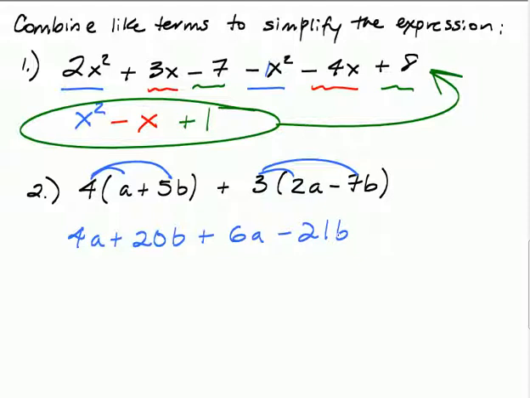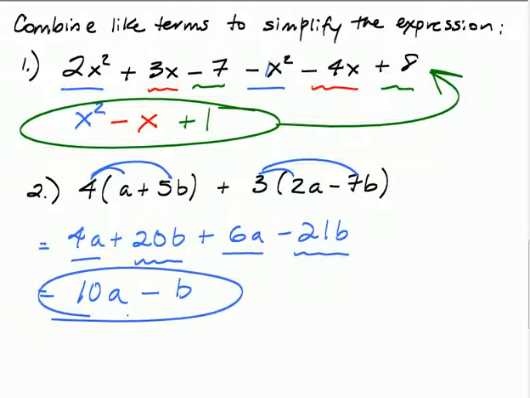Now that everyone's out of the parentheses, we can start combining. So how many a's do we have altogether? Well, we have 4 and 6 a's, so altogether we have 10 a's. And then we have 20 b's minus 21 b's, so we would have minus 1b, and I'm just going to write that as minus b.